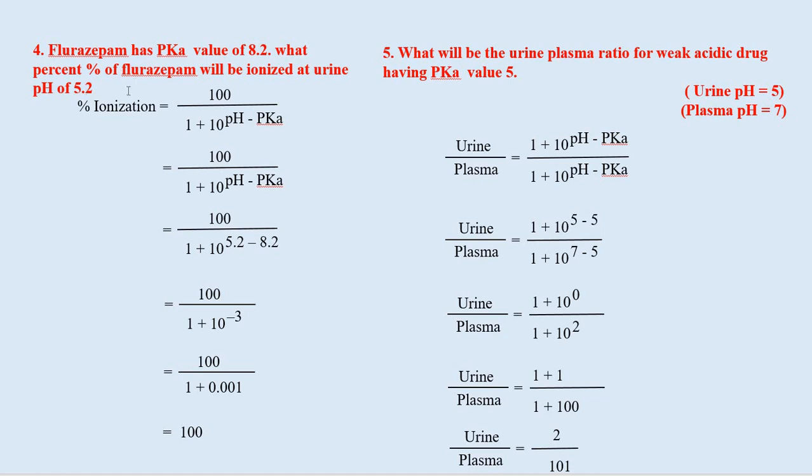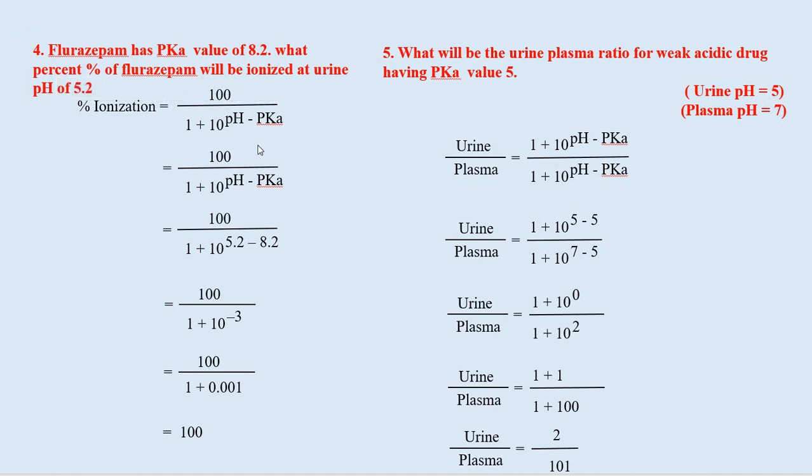See here, in the problem they gave the pKa value of flurazepam. Then what did they give next? They gave the pH of urine, which is 5.2. And what you have to calculate? You have to calculate the percent ionization of flurazepam.